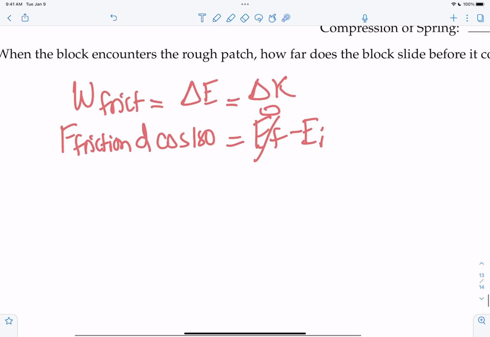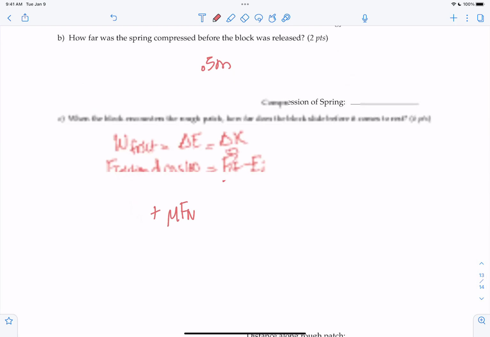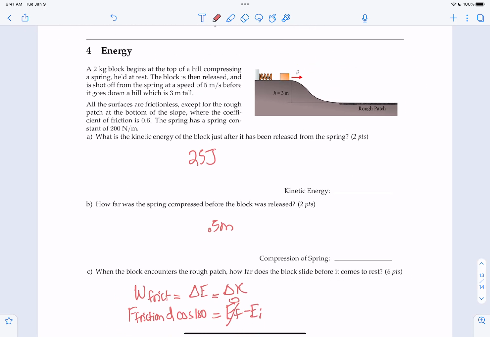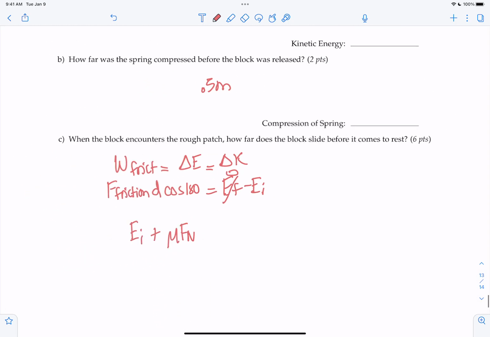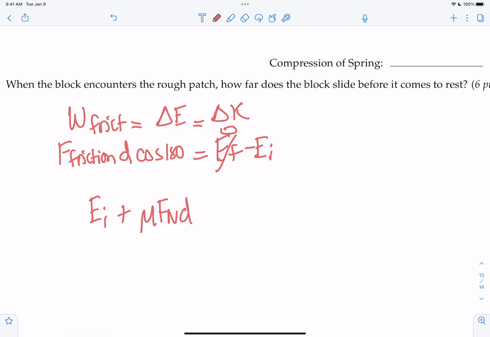Okay. So if this final energy goes to 0, then you just add your initial energy to the work done by friction. Now the frictional force, like we said earlier, is mu times the normal force of the block times the distance of that rough patch. Did they give us the distance for the rough patch? I don't know if they did. Oh, I'm stupid. We're looking for the distance. My bad. And this should actually be minus, because cosine 180 will give a negative sign here. So minus mu times Fn times the distance.